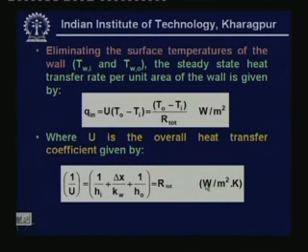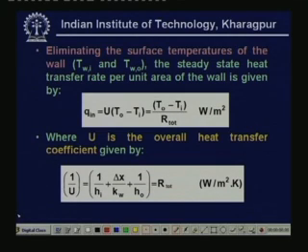Now you can eliminate the surface temperature of the wall, that means T subscript Wi and T subscript Wo, and write the steady state heat transfer equation in this form using the overall heat transfer coefficient U. If you are using overall heat transfer coefficient U, you can write the steady state heat transfer rate per unit area. This is heat flux basically, watt per meter square. That is equal to overall heat transfer coefficient multiplied by the temperature difference between the outdoor air and indoor air, T naught minus Ti.